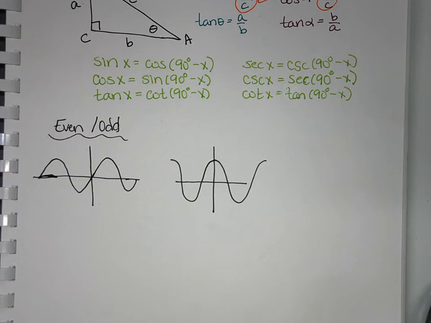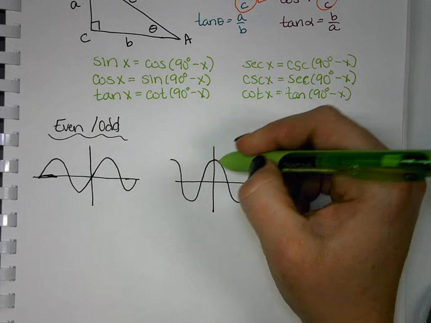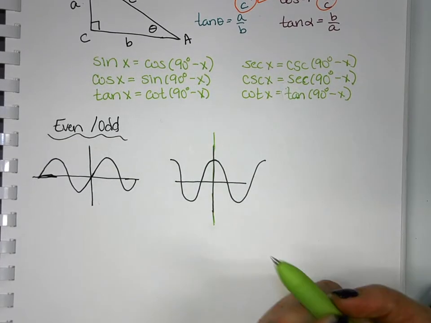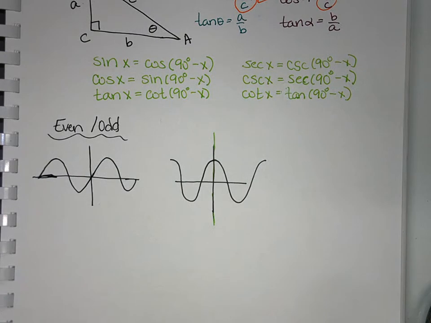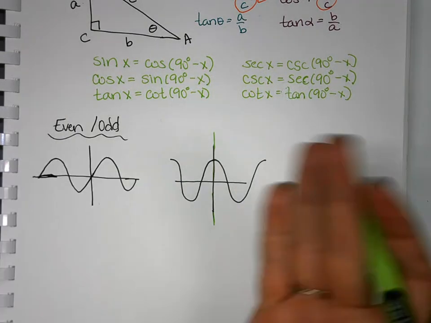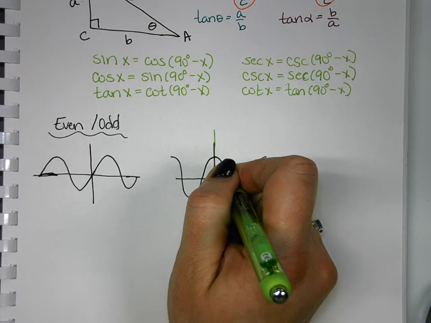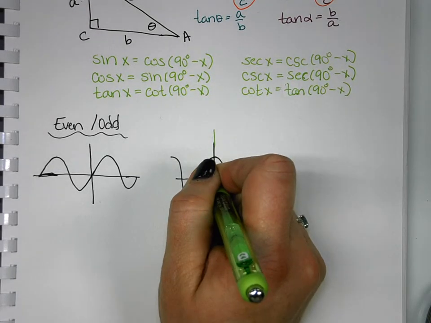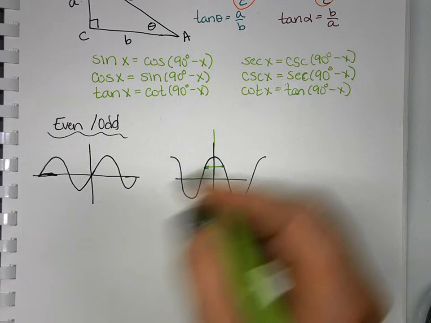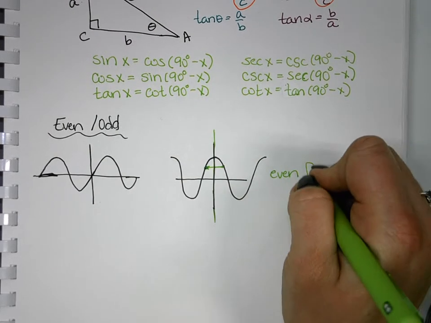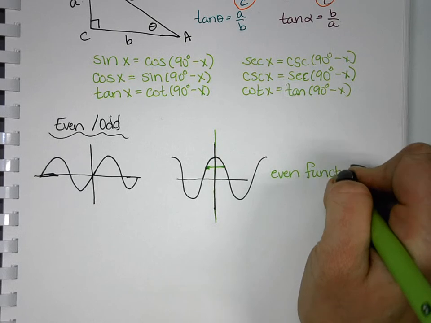It means that you can make it into a reflection. If I were to put a mirror right here on the y-axis, do I have a reflection? On a cosine I do, where this point will map to the same distance on the other side. This is what makes an even function, when you have that mirroring effect on your graph.